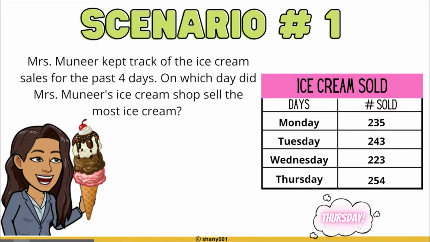Let's go ahead and look at a scenario. Mrs. Munir kept track of the ice cream sales for the past 4 days. On which day did Mrs. Munir's ice cream shop sell the most ice cream? Let's look at our ice cream sold chart. We have the days, Monday, Tuesday, Wednesday, Thursday. We have the numbers of ice cream sold. We need to figure out on which day Mrs. Munir's ice cream shop sold the most ice cream. Can you tell us which day the most ice cream was sold?